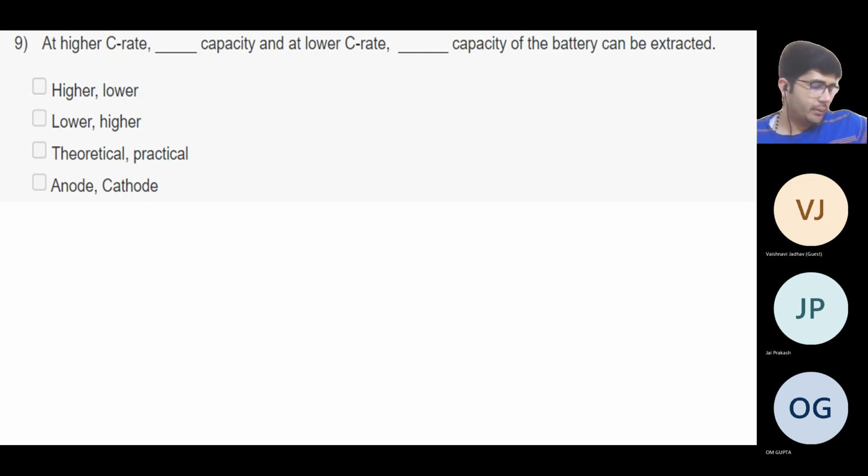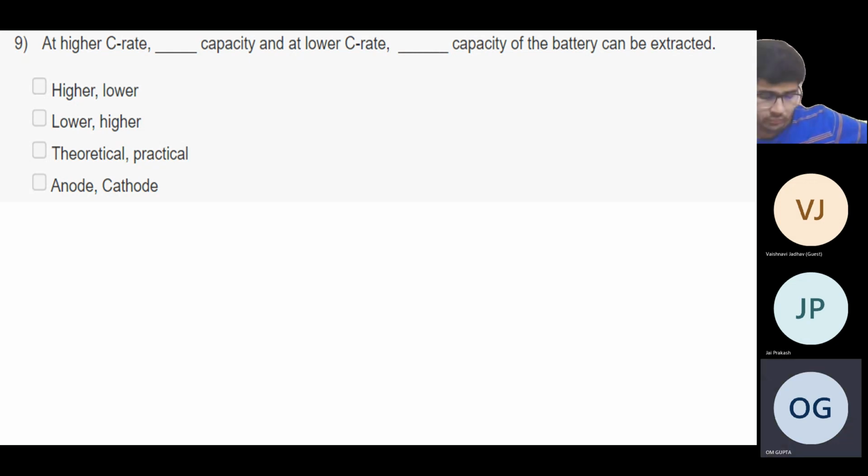Try to remember the polarization curve. We have seen curves for different C rates, and I have also covered that for a particular C rate the curve has more stable performance. So option 2 is correct. Option 2 is okay: at higher C rate, lower capacity, and at lower C rate, higher capacity of the battery can be extracted. Okay, we will check. Wait for 1 or 2 minutes for others to answer.